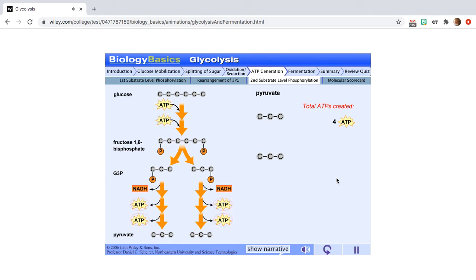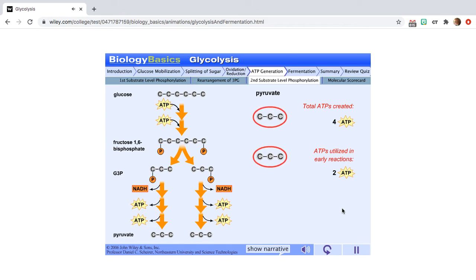That's right. 4 ATPs have been created, but this is the gross production. How many ATPs were utilized in the early reactions of glycolysis? Choose from the drop-down menu. That's correct. 2 ATPs were initially consumed to prime the glucose molecule. So that results in a net production of only 2 ATPs for each glucose molecule that enters the glycolysis pathway.